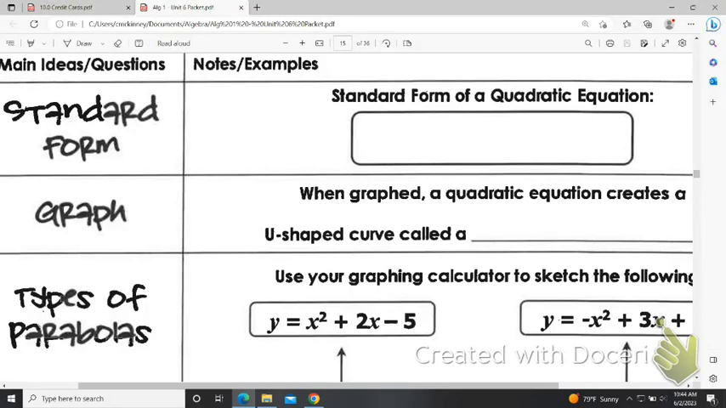Greetings. We are going to just look at some basics about what kind of graph a quadratic equation makes, and then we'll go into more details, but this one is just going to be some rough ideas. So we know the whole ax squared plus bx plus c, or we should. That's our standard form. When it's graphed, this quadratic equation creates a U-shaped curve that's called a parabola.